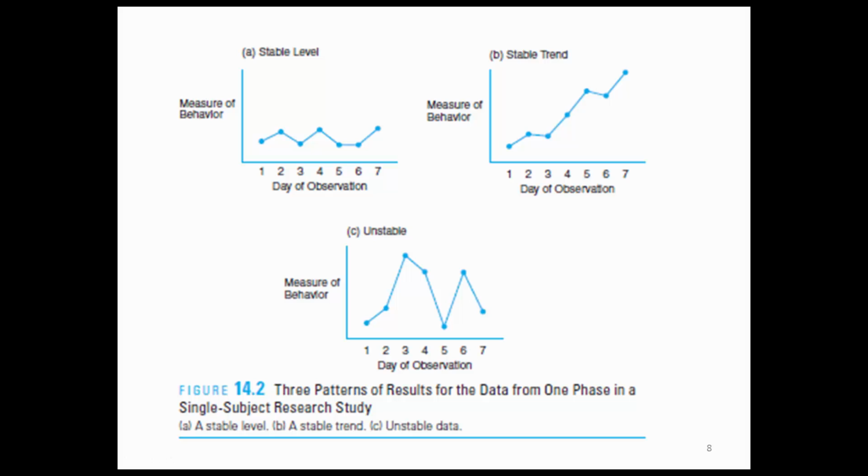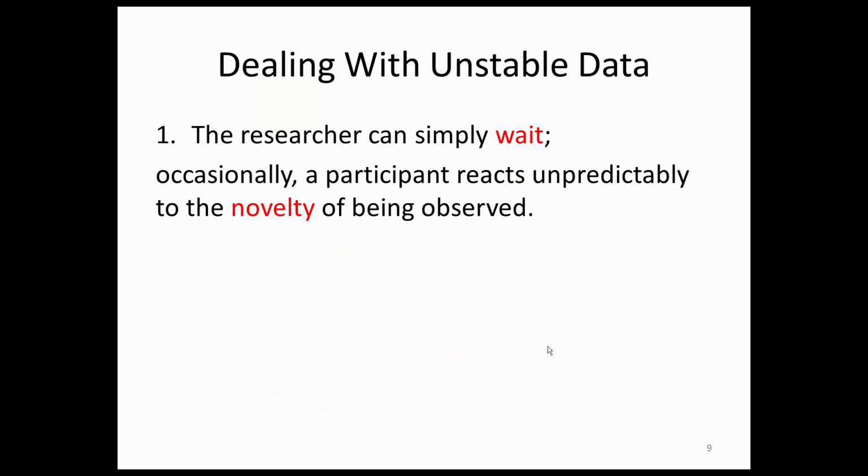Obviously, as a researcher, we like to have a stable baseline or at least a stable trend, but this one is a hassle that we have to deal with. But how do you deal with unstable data? There are a couple of ways that you can deal with it. One is just waiting. Occasionally it happens that students show unstable data in the first few days of observation, and then after they get used to this environment or the situation, their behavior or their performance becomes stable.